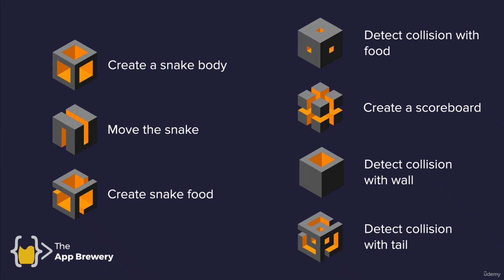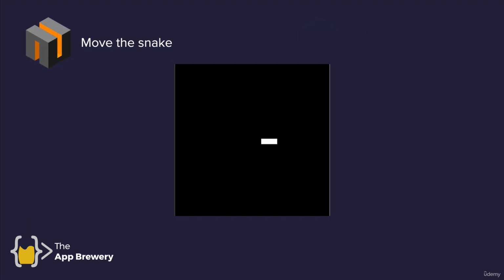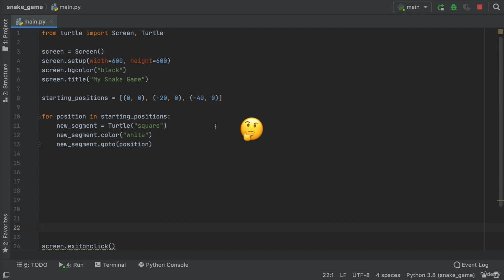In the last lesson, we managed to create our snake's body by creating 3 squares that were each turtle objects. Now in this lesson, we're going to move on to the next step, where we actually move our snake automatically across the screen without having to do anything. So this way, the snake is continuously moving forwards, and all we have to do as the user is just to change its direction. Now, how would we go about moving the snake?